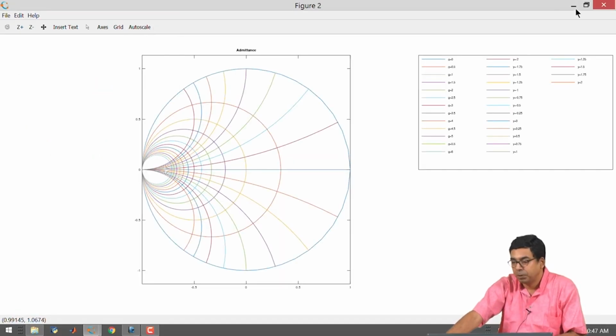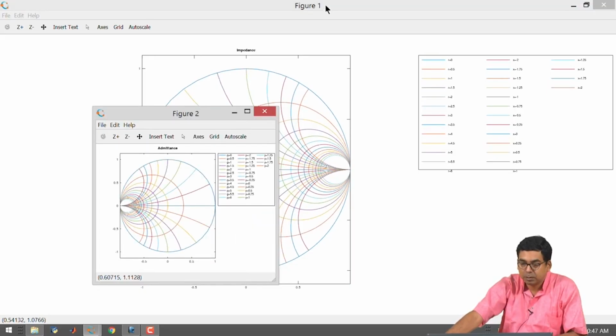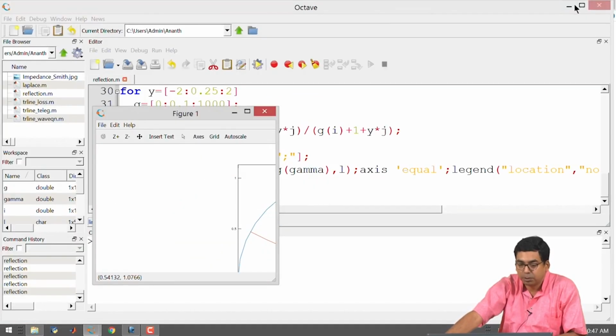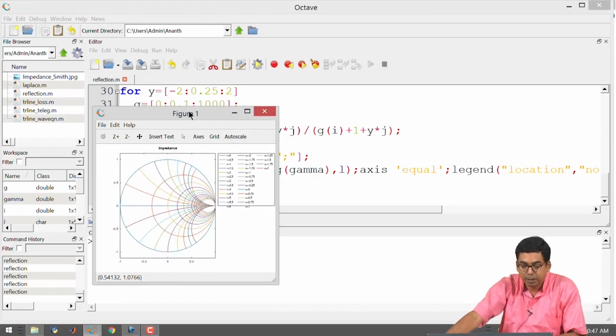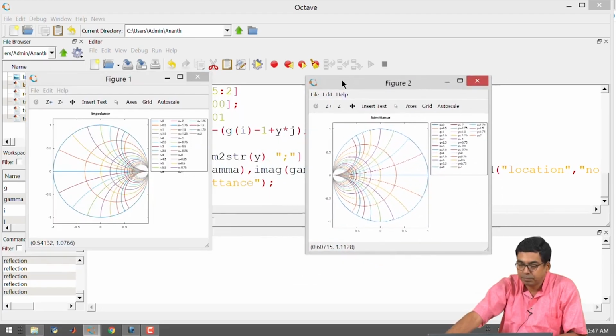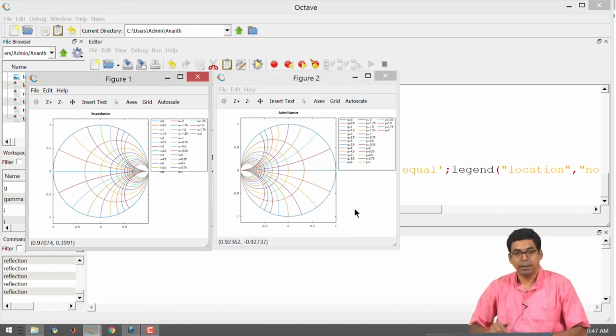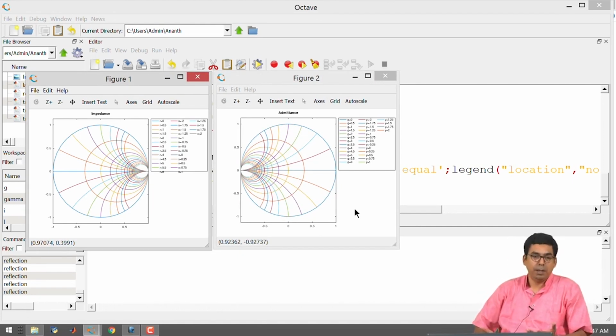Okay. So now I have two graphs. Just take this, restore it a little bit, then auto scale, put figure 1 and figure 2 side by side, and you should be able to see something that's happening. All right, both of these are Smith charts because you are just representing impedances or admittances on the complex gamma plane. X axis is going to be your real part of gamma, y axis is going to be the imaginary part of gamma.